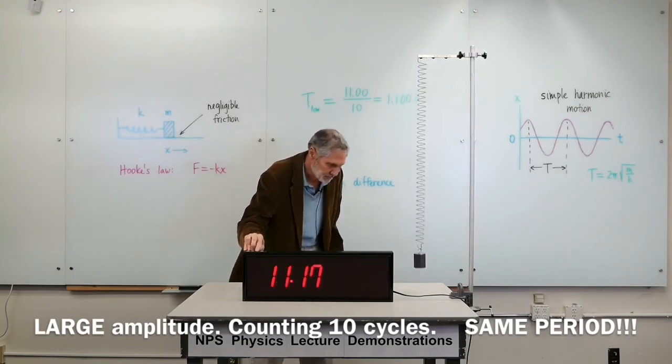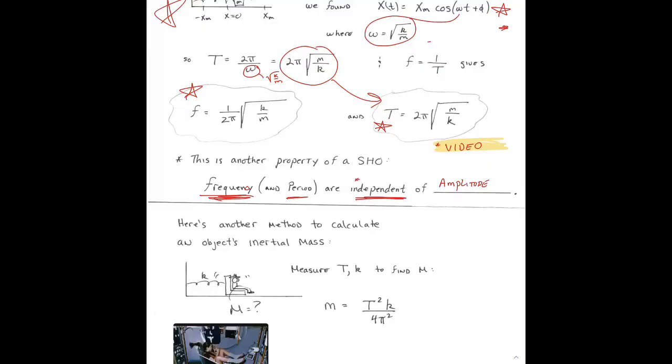9, 10. Okay, and now that you have this expression for the period, if I square both sides, I have T squared equals 4 pi squared m over k. And if I solve that for m, this is another way to measure mass. Okay, so we've measured mass many different ways this semester.